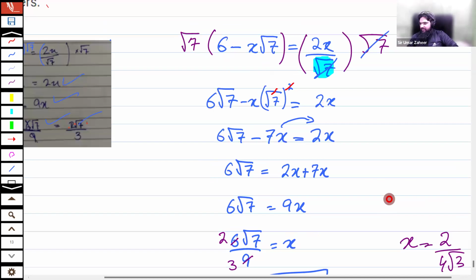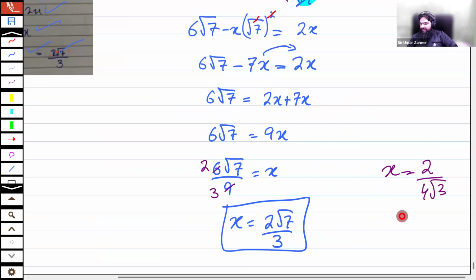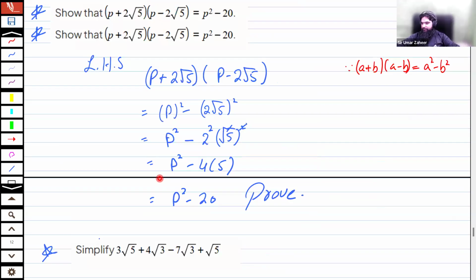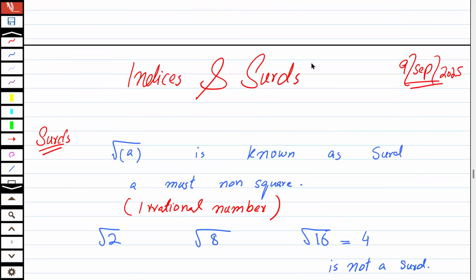But in this case, it clearly says that you must not have a surd in the denominator. So after finding the value, you have to rationalize it to remove the surd from the denominator. Because it's a very common mistake and students lose their marks just because they are not writing the answer in the standard form or the form that is required here. Yes, everyone. Any question till here about surds? No, sir.